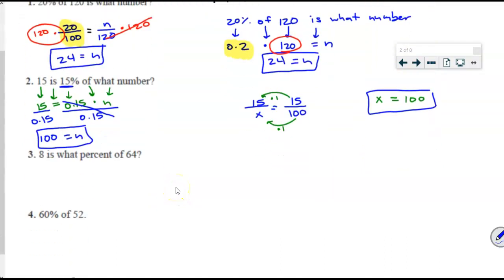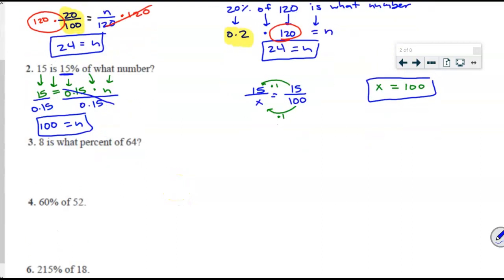Let's see, let's just do one more. Let's do number 3, and that'll be the last one that I do from this section. 8 is what percent of 64? 8 is what percent of 64? So 8 out of 64 is equal to what percent? That's how I would set up that proportion equation. Or I can do that direct translation.